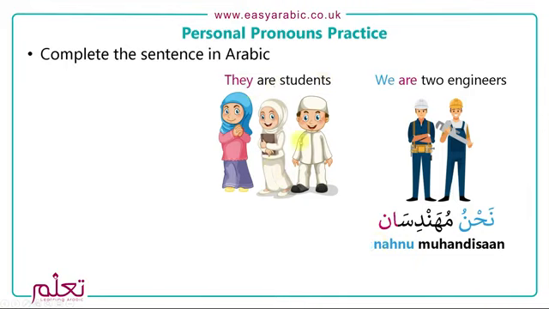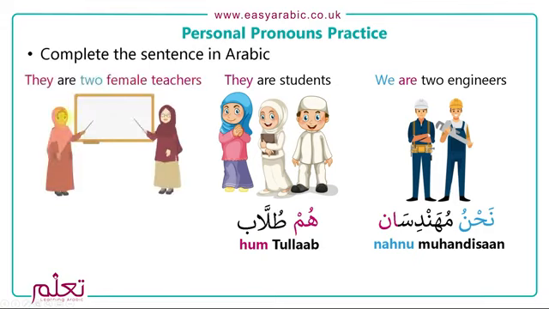So here we're saying they are students. So we're talking about the third person. And then student we say is talib. So what we have to do is change that to a plural version of the word. So the word for they is going to be hum. And then the plural for students is tullab, hum tullab. So they are students.